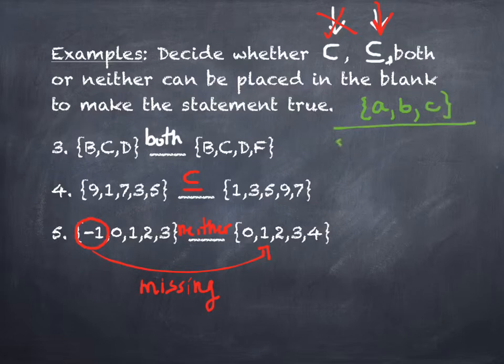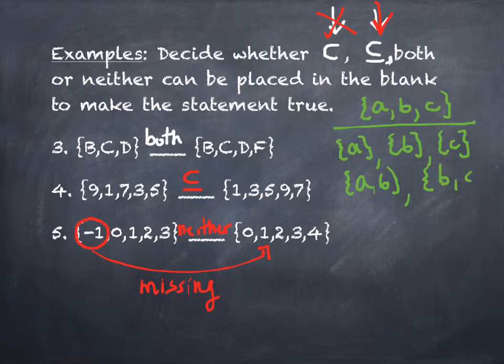So one possibility is that our subsets are sets that have a single element in them. So A, or a set that's got just a B, or a set that's just got a C. So these are all of our one element subsets. But we also have 2 element subsets. That is a subset that's got the elements A and B, a subset with the elements B and C, or a subset with the elements A and C.